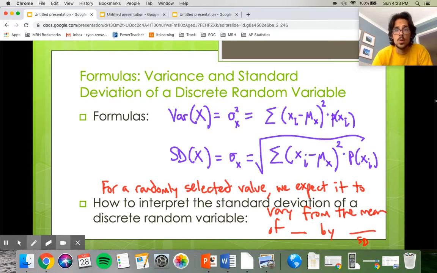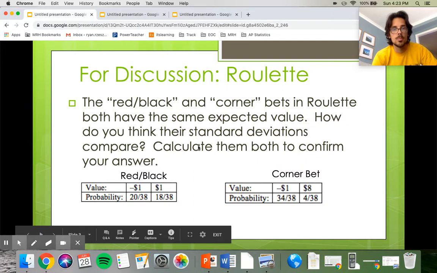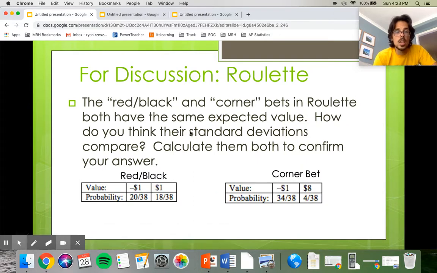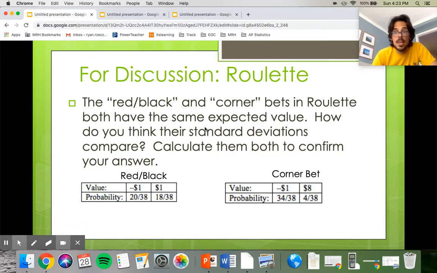You already know how to interpret a standard deviation from chapter 1, and it's not that different in the context of random variables. So let's do an example problem where we actually practice, looking at two different kinds of bets you can make in a game of roulette and how you would calculate and interpret their standard deviation. We need to calculate our standard deviations here and see which one is bigger. But before I actually make the calculations, you should be able to look at these tables and decide which one will have a larger standard deviation.